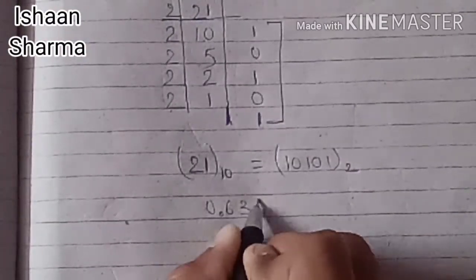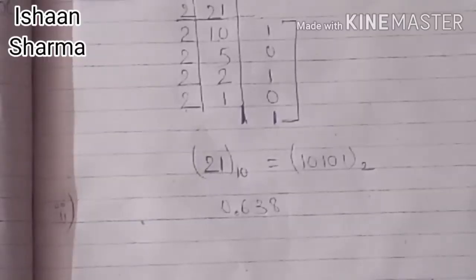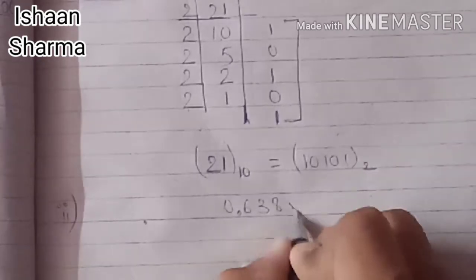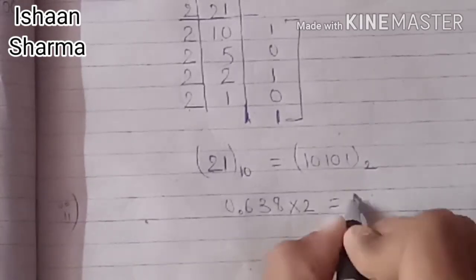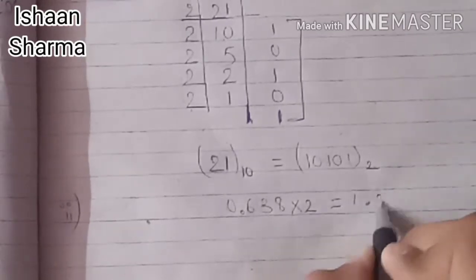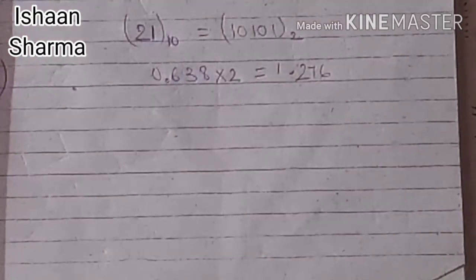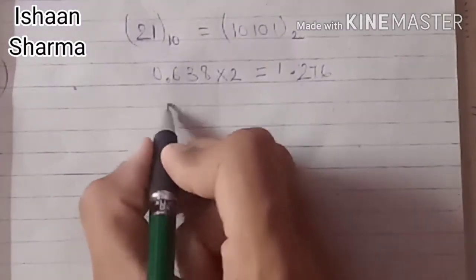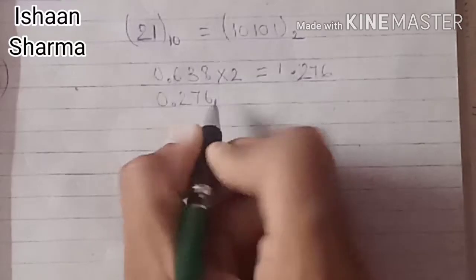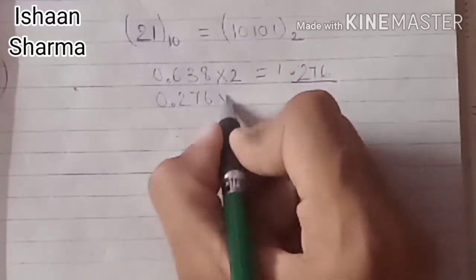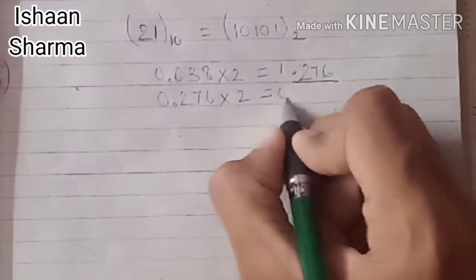Now conversion of a fractional decimal into binary code. Here we have to multiply by 2 repeatedly, but only the digits after the point, not before the point. Like here we use 0.276. So 0.276 into 2 gives us 0.552.